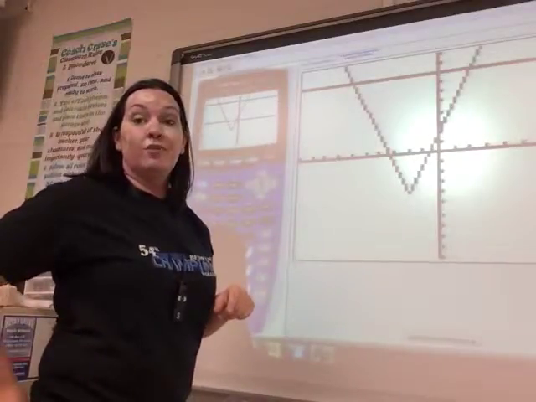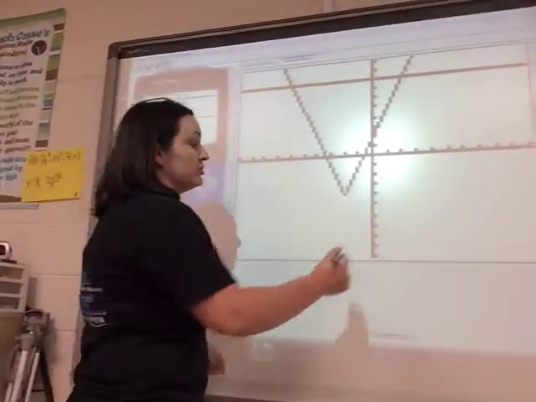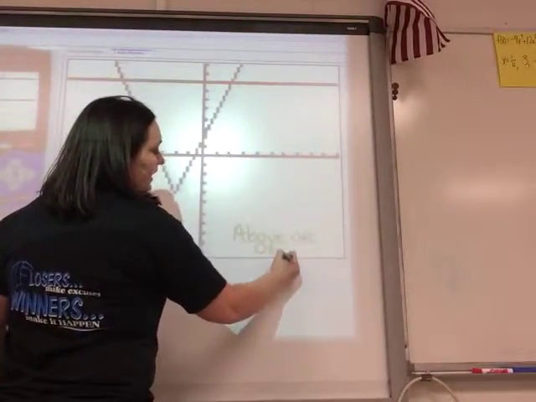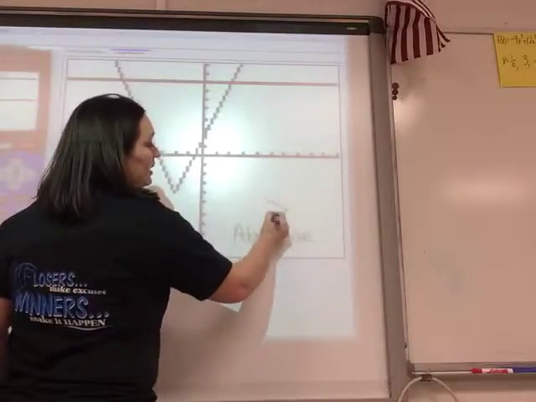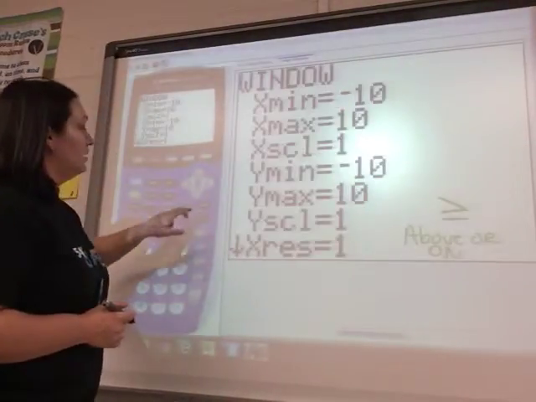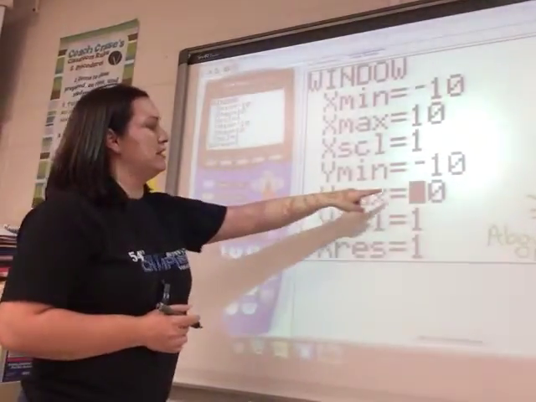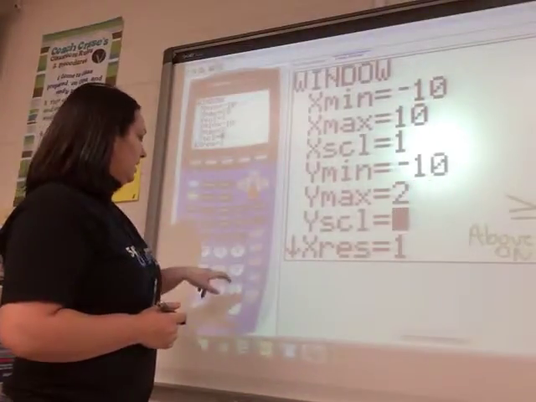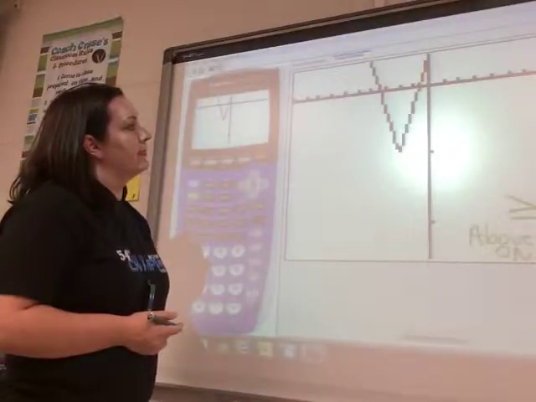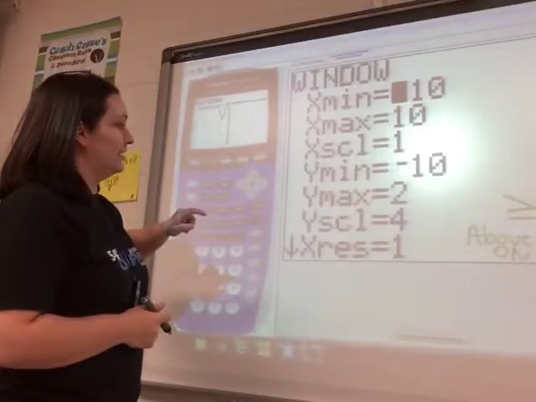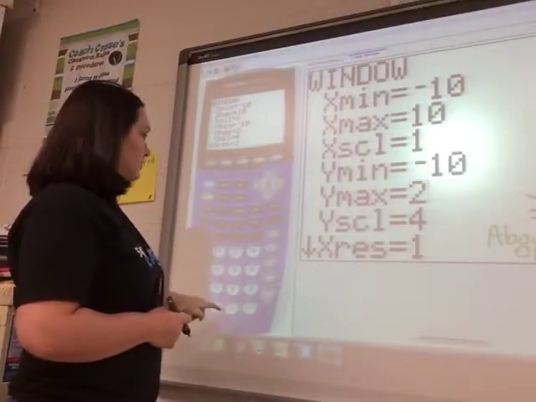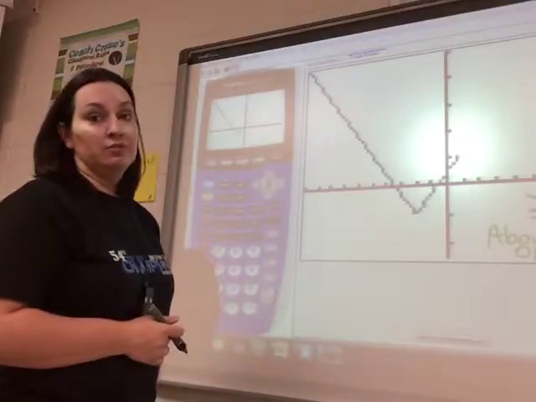Okay? But we're looking for when our absolute value is above or on the line, because we had greater than or equal to. So I'm going to play with my window just to show more of the above graph. I'm going to go back to window. I'm going to change my y-max to be a little bit bigger than 10. Let's make it 20, and let's count by 4s. I think I changed the wrong one. Let's go back and check that out again. I changed it to 2 instead of 20, so let's change that back to a 20 here. Now let's go to graph. Much better picture, much better.